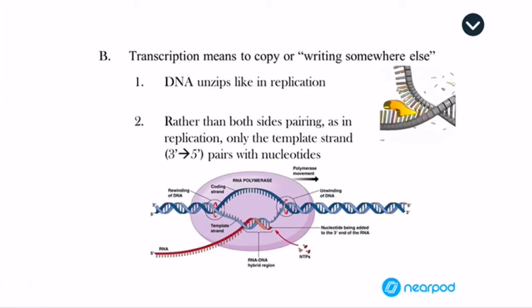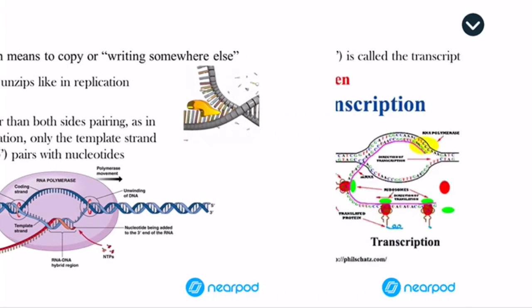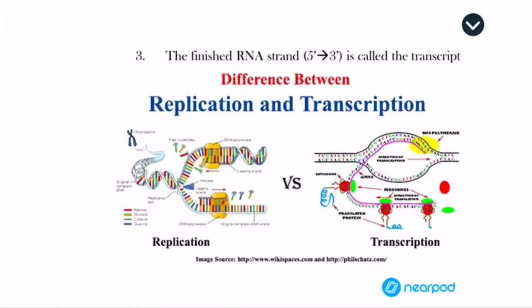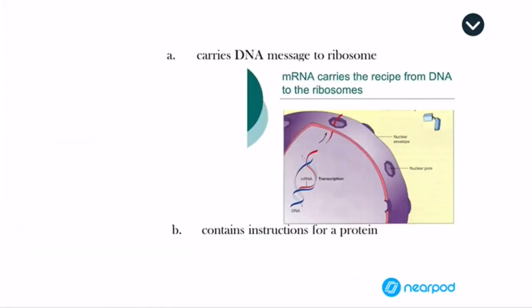Transcription literally means copying or writing somewhere else. The DNA unzips just like before, but rather than both sides being templates, only the template strand gets nucleotides, and these are RNA nucleotides. This finished RNA strand is called the transcript. It carries the DNA message out to the ribosome, and the message is instructions for a protein.